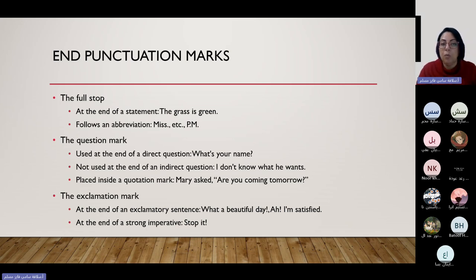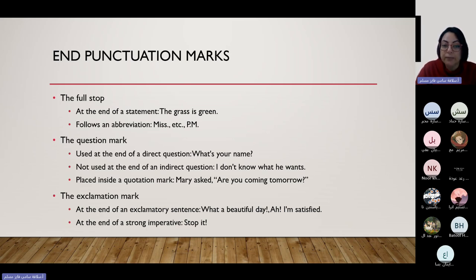Okay, full stop. Why do we use it? To end a statement, a sentence. That's it. The sentence started and ended, and we need to tell the reader that it ended. So we put a full stop at the end of the sentence. The grass is green. That's it. This is a statement. It also follows an abbreviation like etc., like AM, PM. So mostly this is where we put the full stop.